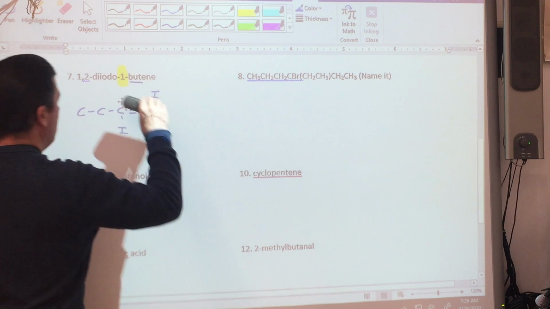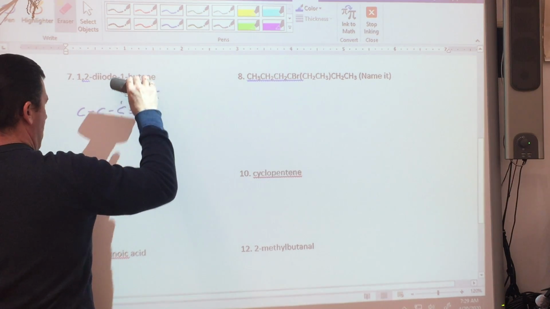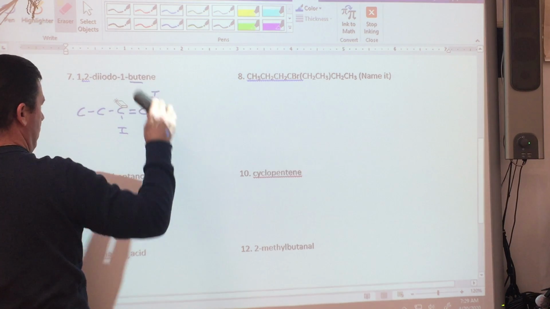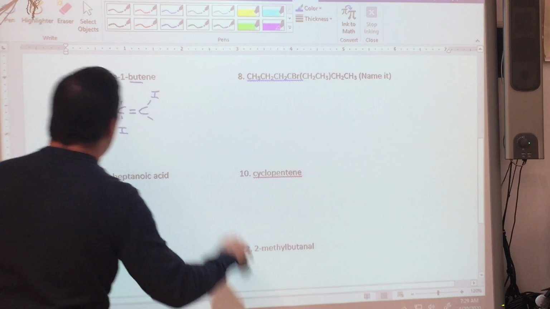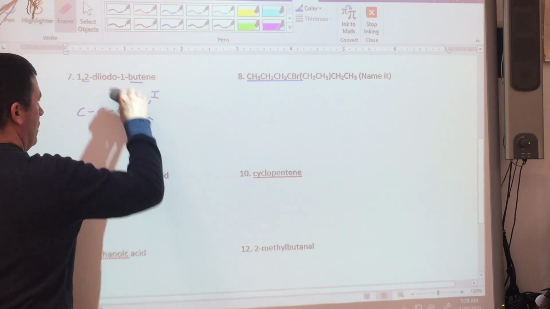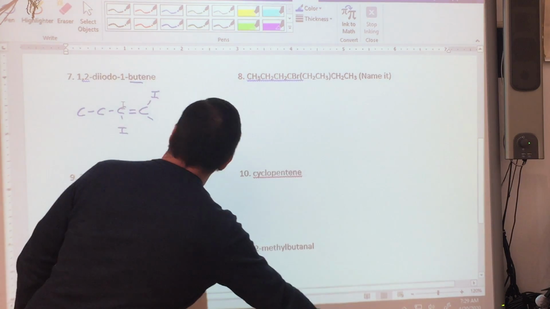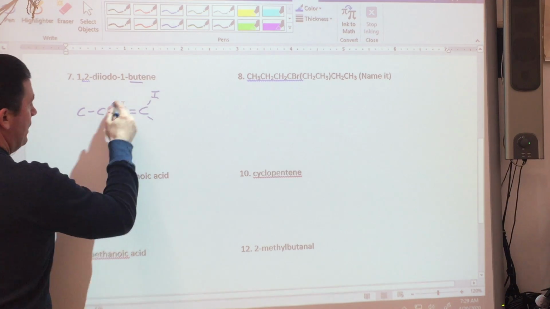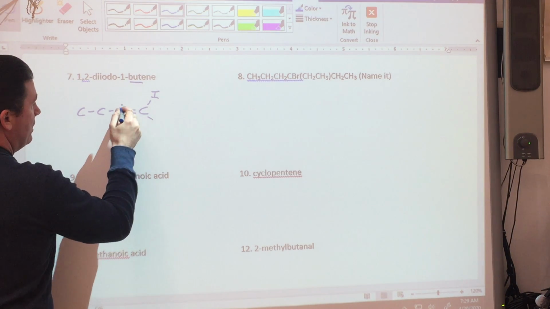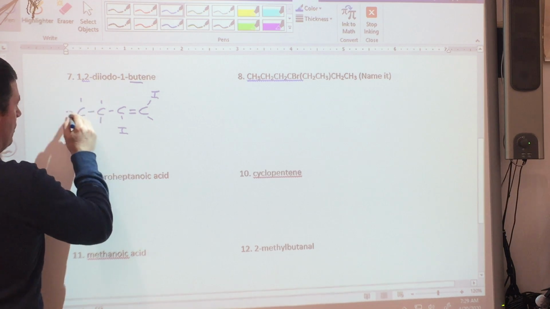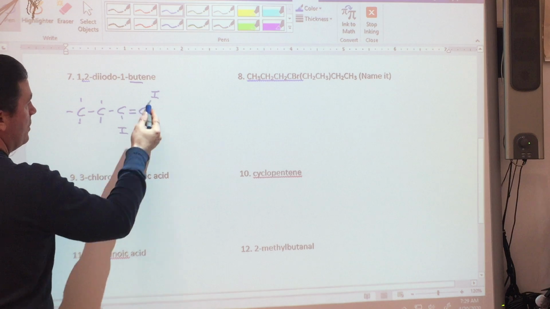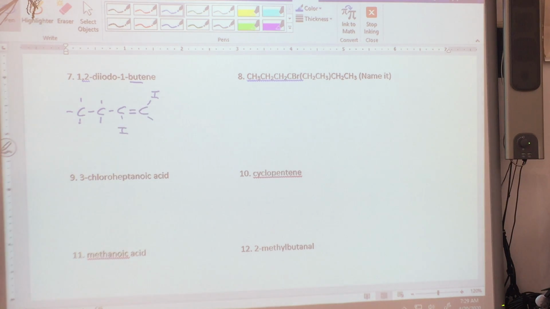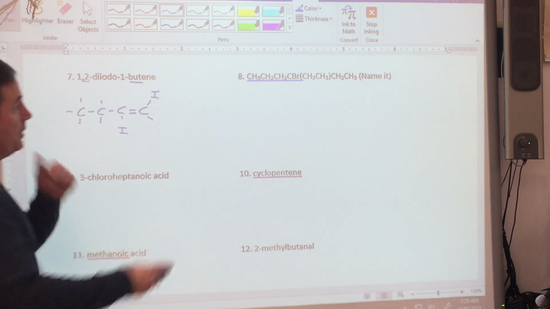What's left? Just fill in, make sure you've got 4 bonds. I think I got it. 4 bonds around each carbon. That little dot didn't erase. So 4 around this one, 4 around this one, 1, 2, 3, 4 around this one, and 4 around this one. Okay? 1,2-diiodo-1-butene. All right, this is a pretty good challenge here.